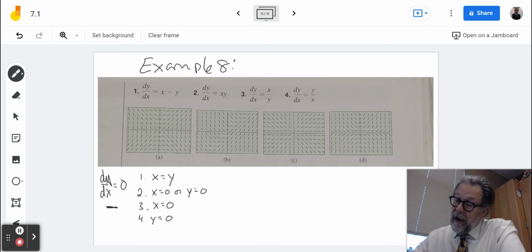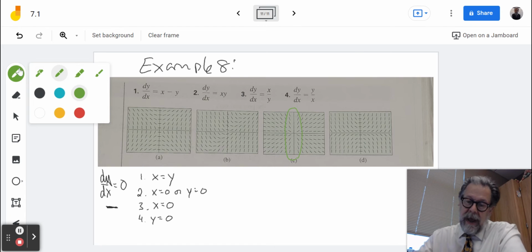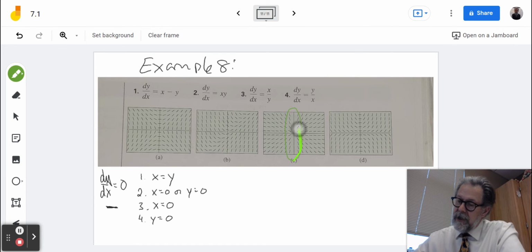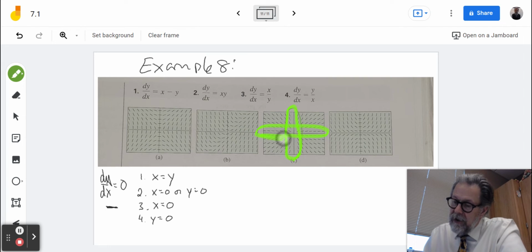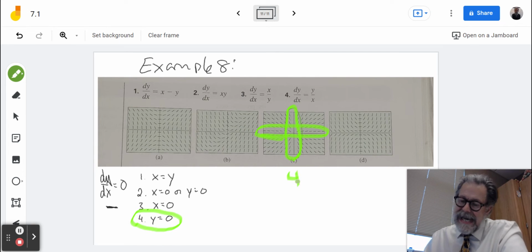So looking at these graphs, here's what I see. First of all, graph C appears to be undefined on the y-axis. Let me get a thicker pen since this is dark. It appears to be undefined on the y-axis, and it sure does look like we got a slope of 0 along that x-axis. So this would have to be number 4. Undefined when x is equal to 0, but 0 when y is equal to 0. Let me switch that to undefined.